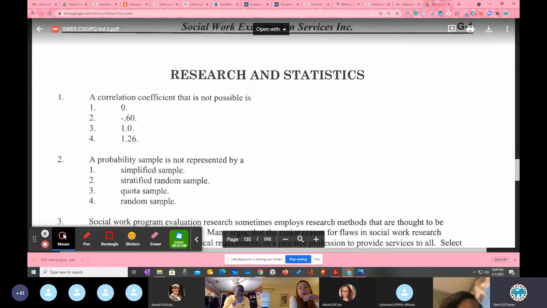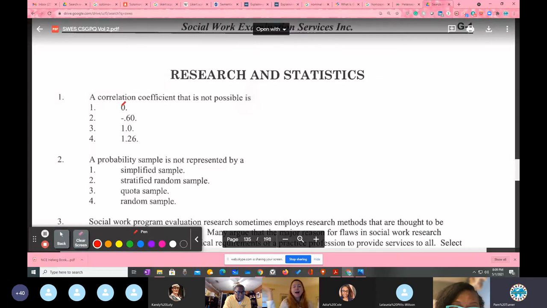You can say it out loud. Correlation coefficient that is not possible. I had it zero. Zero is possible. That just means there's no correlation. Okay. One that's not possible is four, right? Because perfect is 100.